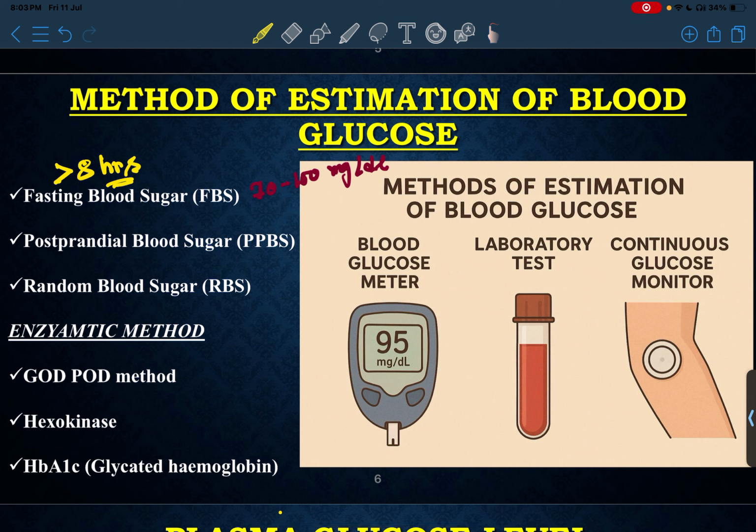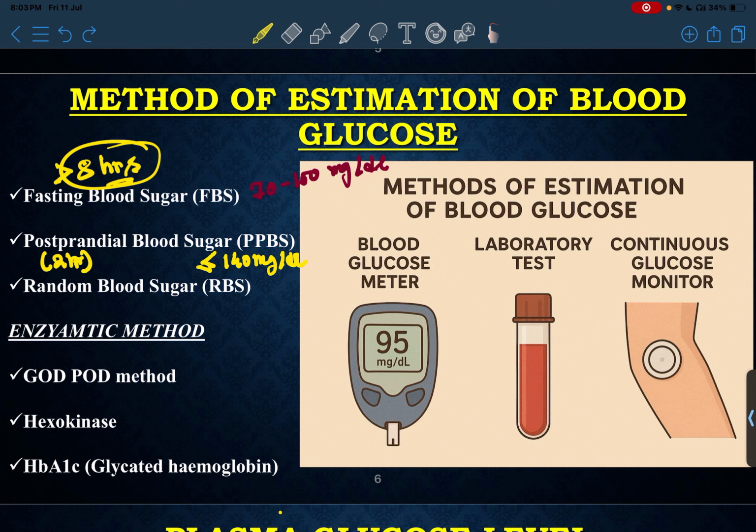Next is postprandial blood glucose. In this case, a patient doesn't take any food for the last 2 hours, and then we measure his blood glucose level. The normal level is less than or equal to 140 milligram per deciliter. That is 2 hour duration, while fasting is 8 hour duration. In this stage, we see how our body is reacting to glucose and managing the glucose level.